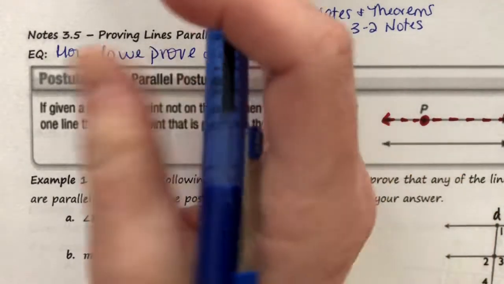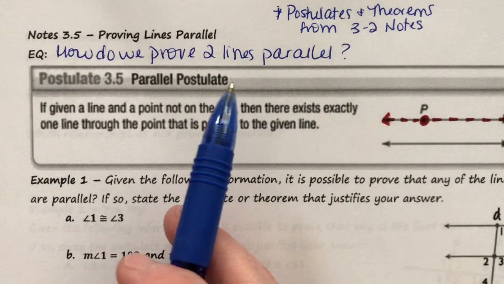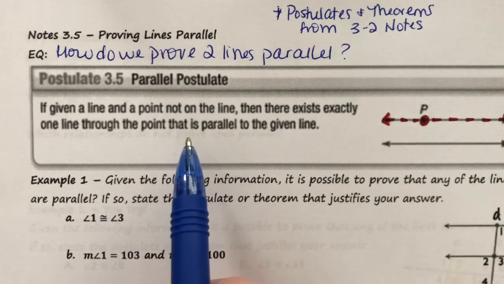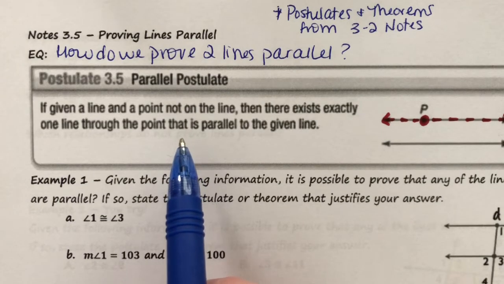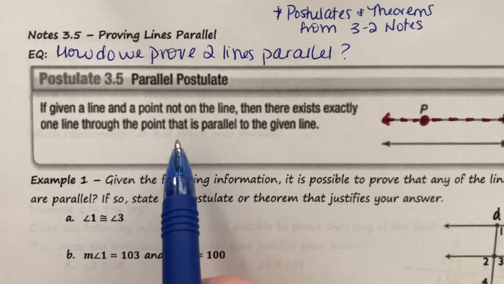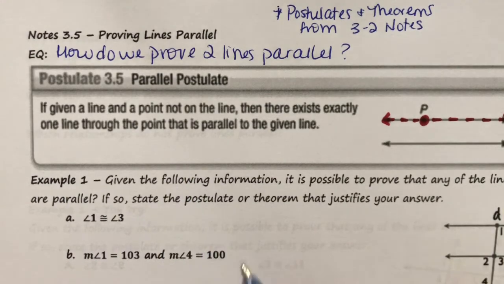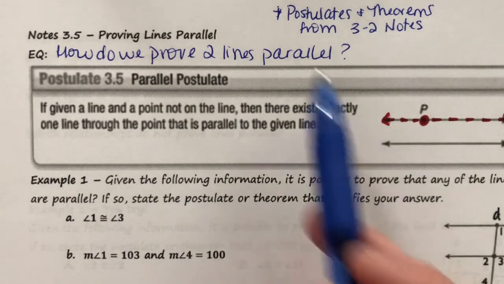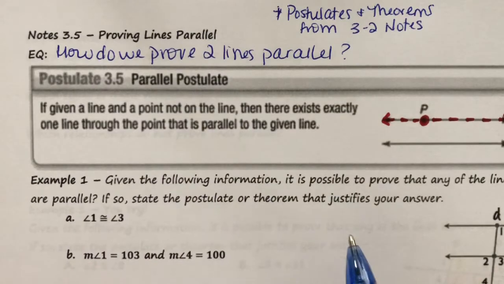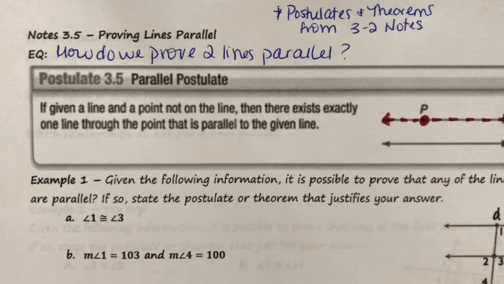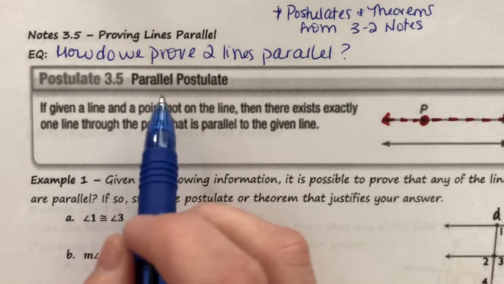The original postulates and theorems on the left-hand side of that paper you filled out from 3-2 stated rules about angles being congruent or supplementary when lines are parallel. The converse was, if the angles are congruent or supplementary, then that proves the lines are parallel. That's what we're using today to prove lines parallel. These are all from the 3-2 notes. I'm going to go through it with you, and hopefully this will help jog your memory to do your assignment. All right, so the parallel postulate.